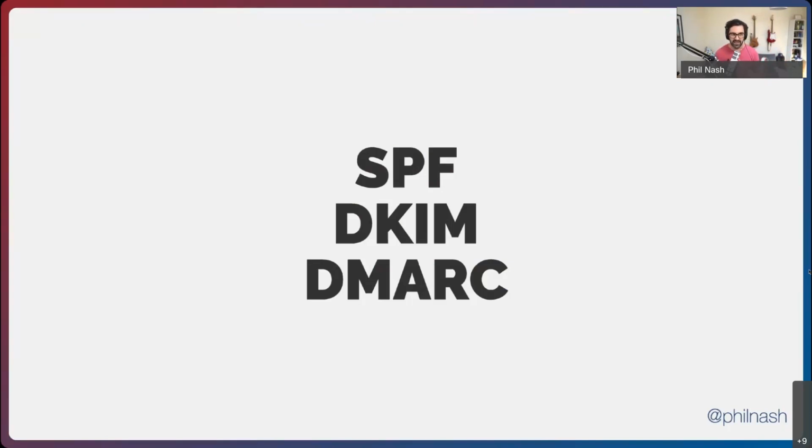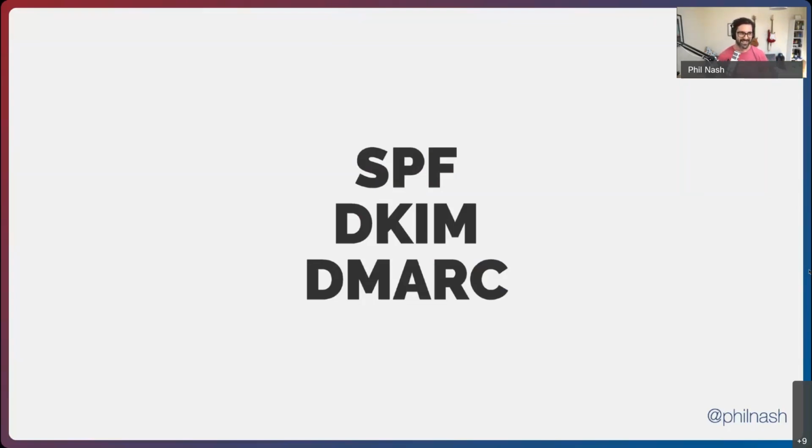DKIM is a way to sign the content of an email that can be confirmed by the mailbox. So again, it's another DNS record, in this case, that has a public key in it that can be used to confirm a signature on the content of the email. So this shows that the email hasn't been altered since leaving the mail sender and arriving in the inbox.